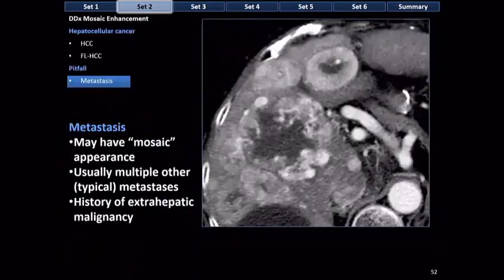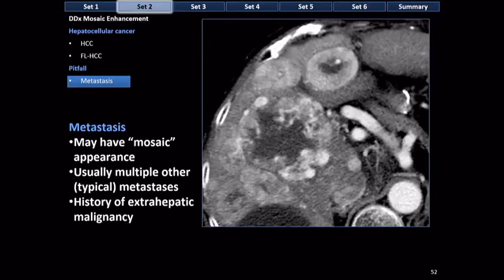Now again, a pitfall is that metastases, which typically have rim enhancement, can sometimes conglomerate together like the central mass I'm showing you here, and it might look a little bit mosaic, as if it has nodules within nodules and random compartments. So conglomerate metastases can look mosaic, but notice that it's not usually a source of confusion because you usually see other lesions in the liver that are more characteristic of metastases.